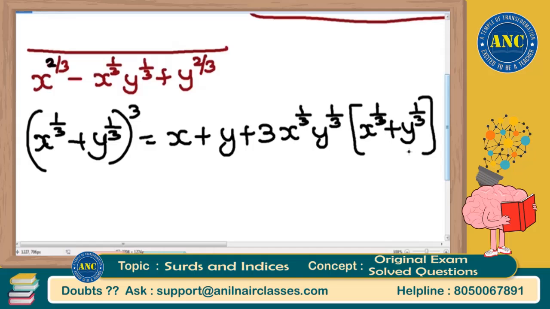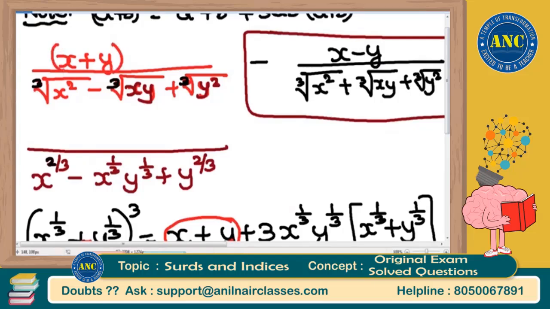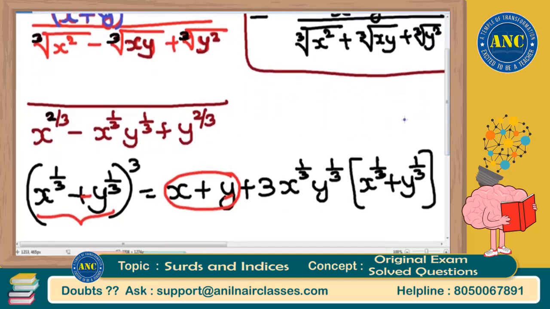Now, this entire value, x power 1 by 3 plus y power 1 by 3 whole cube, is what I have written here. Think logically. This is nothing but x plus y. That same x plus y is what I have in the numerator also. So it is x plus y divided by x power 2 by 3 or something, which is there.